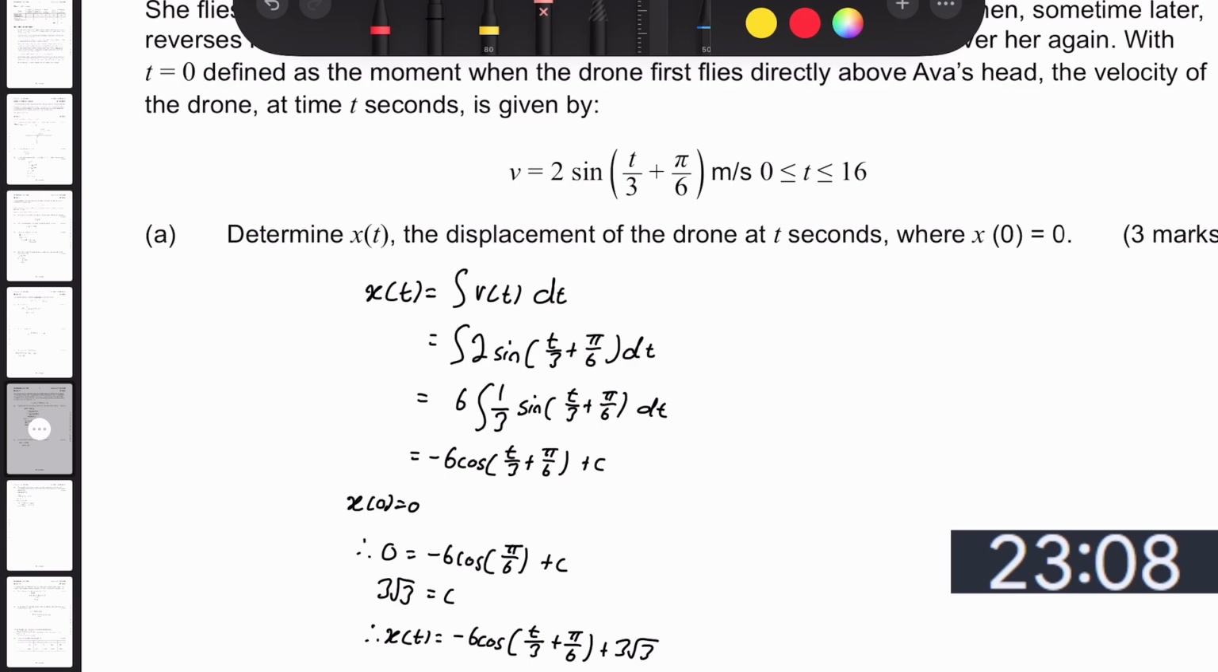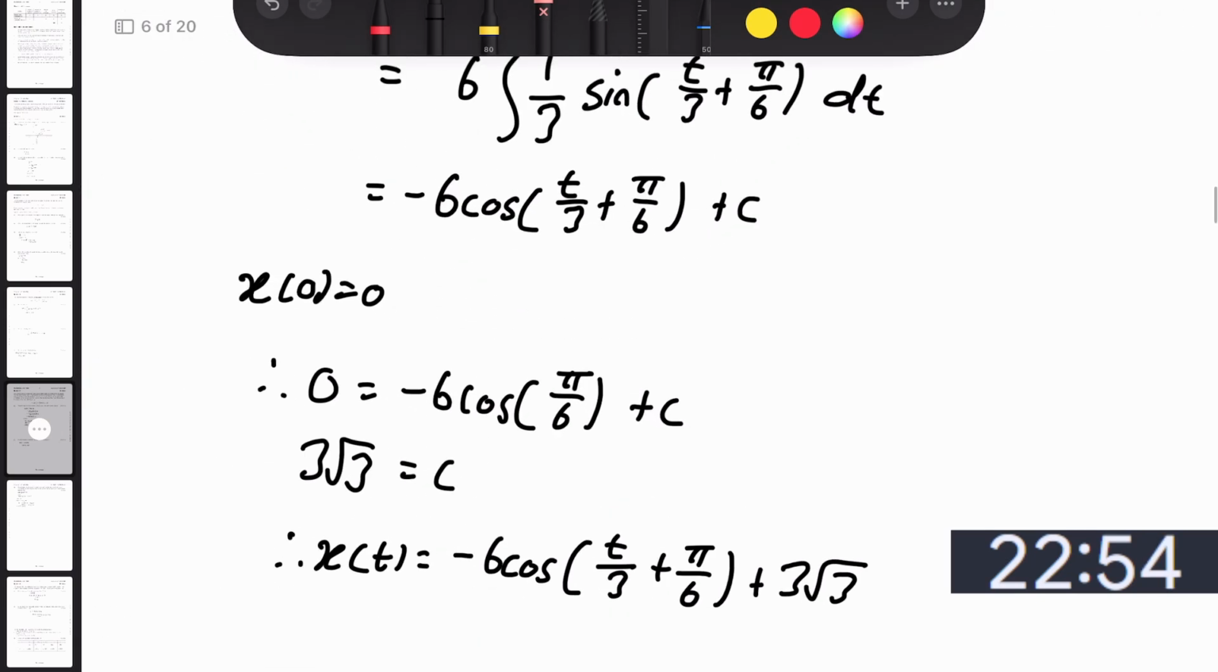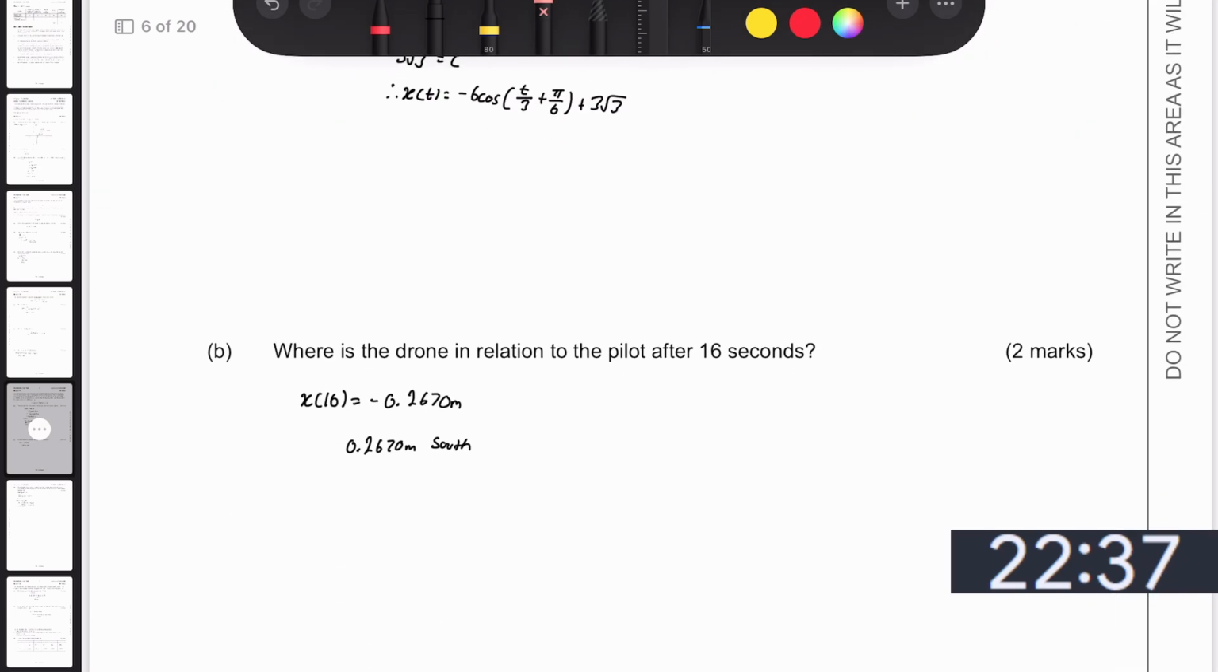So integral of 2 sine of x on 3 plus pi on 6 dx is negative 6 cosine of x on 3 plus pi on 6. I'm going to solve answer plus x. Negative 6 cosine of pi on 6 plus x equals 0, equals 3. Where is the drone in relation to the pilot after 16 seconds?